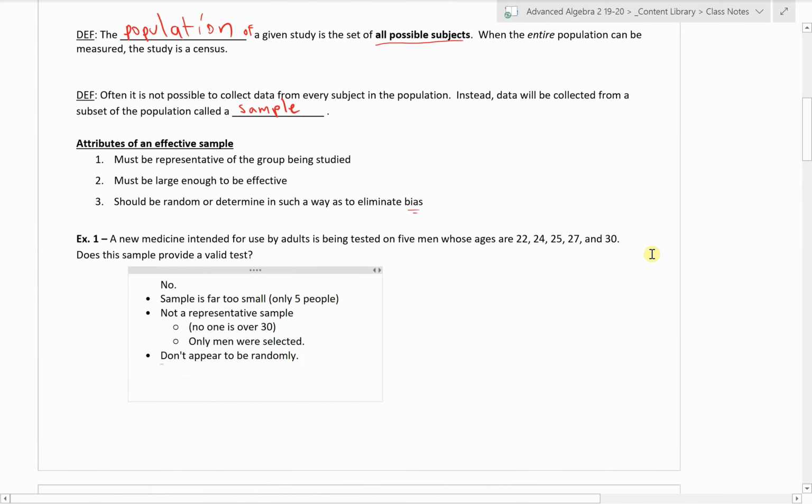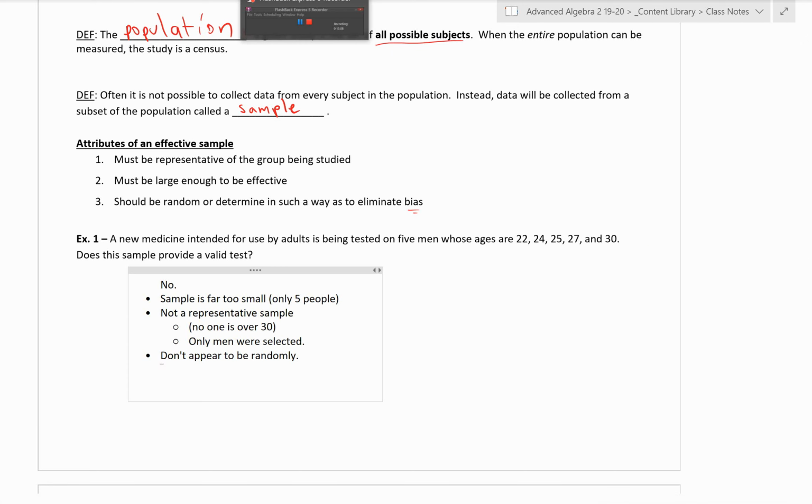Okay, so that's just getting started here with this section. We've got a lot more terms and practice to do in this section, but that's just to start with some of the basic terminology.